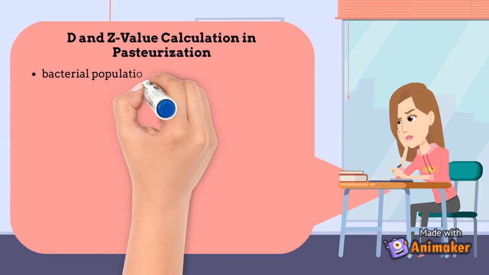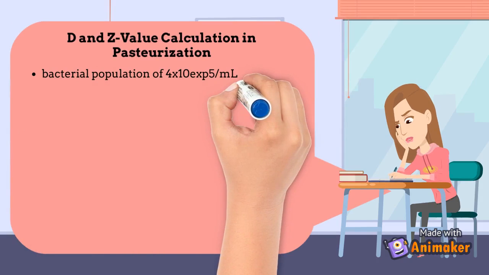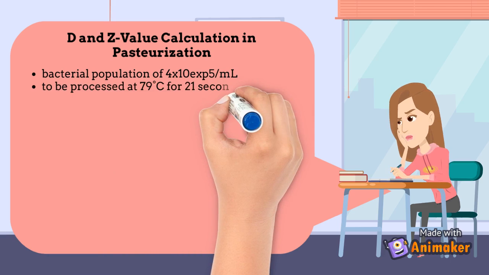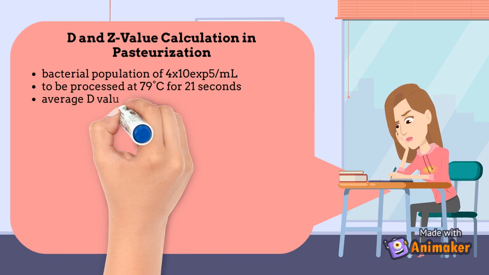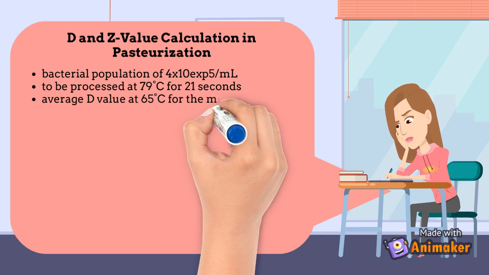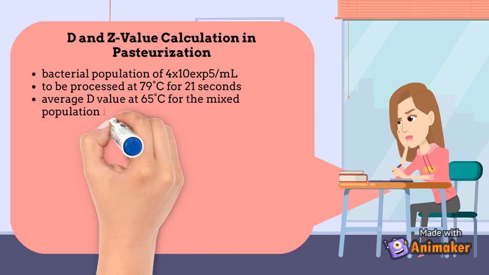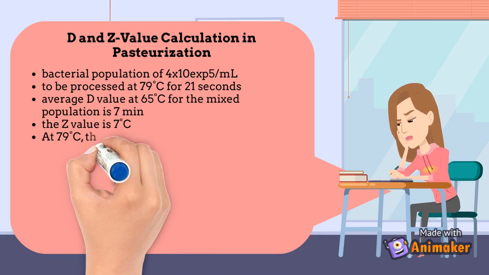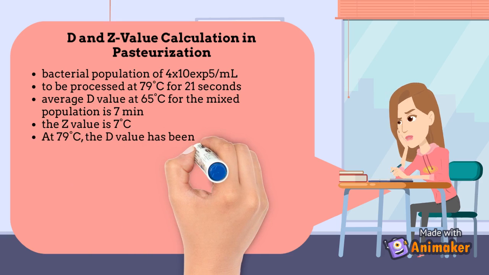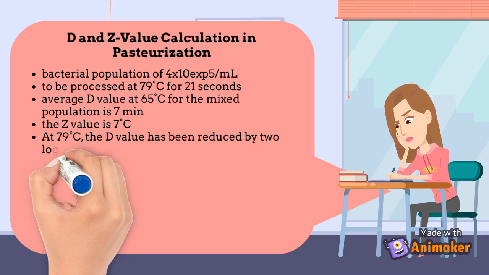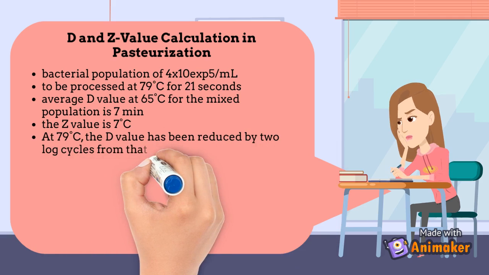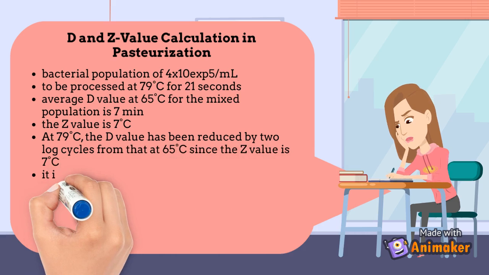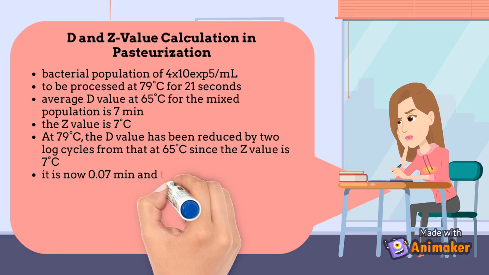So how to calculate the D and Z value in pasteurization? So let's see the example here. For example, full raw milk at the processing plant has bacteria population of 4 times 10^5 per milliliter. It is to be processed at 79 degrees Celsius for 21 seconds. The average D value at 65 degrees Celsius for the mixed population is 7 minutes, while the Z value is 7 degrees Celsius. The D value has been reduced by 2 log cycles at 65 degrees Celsius since the Z value is 7 degrees Celsius.